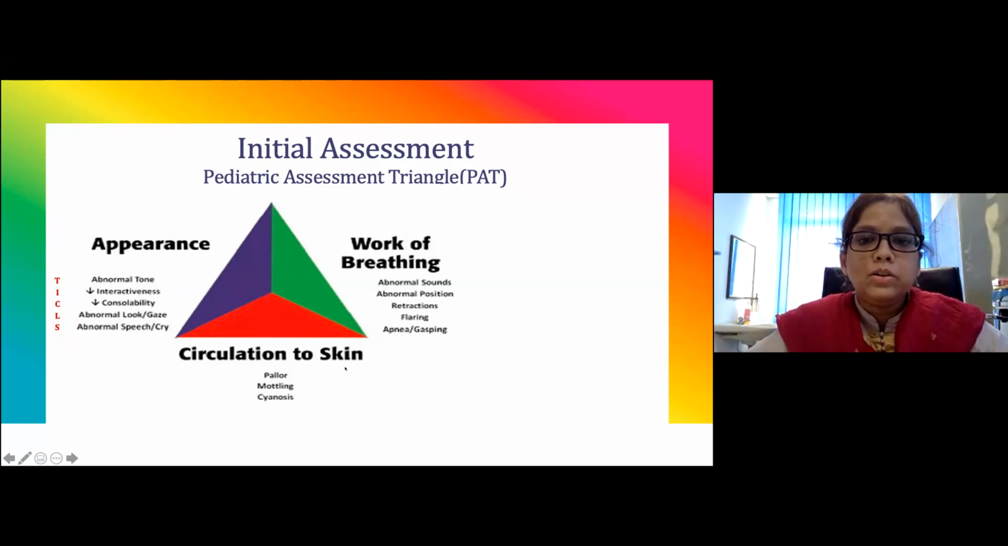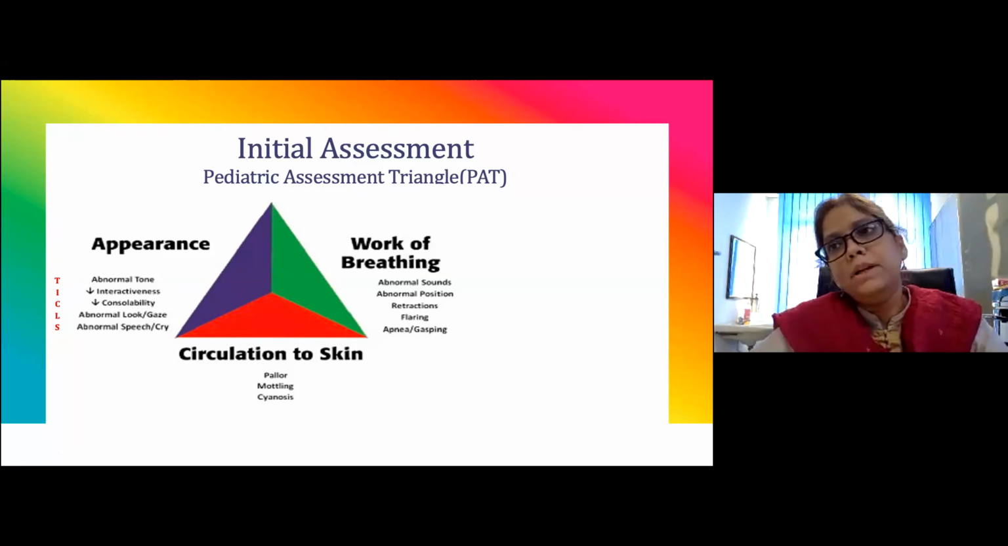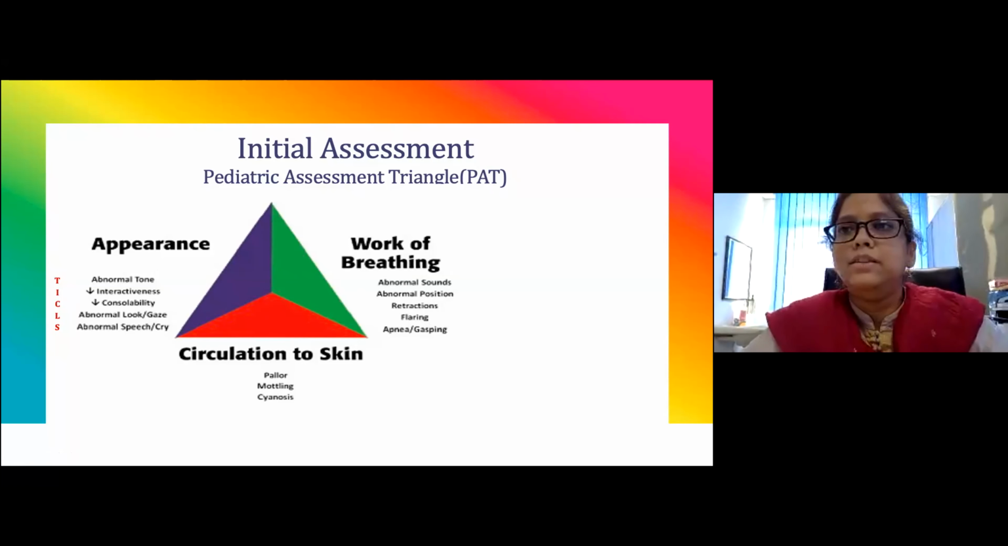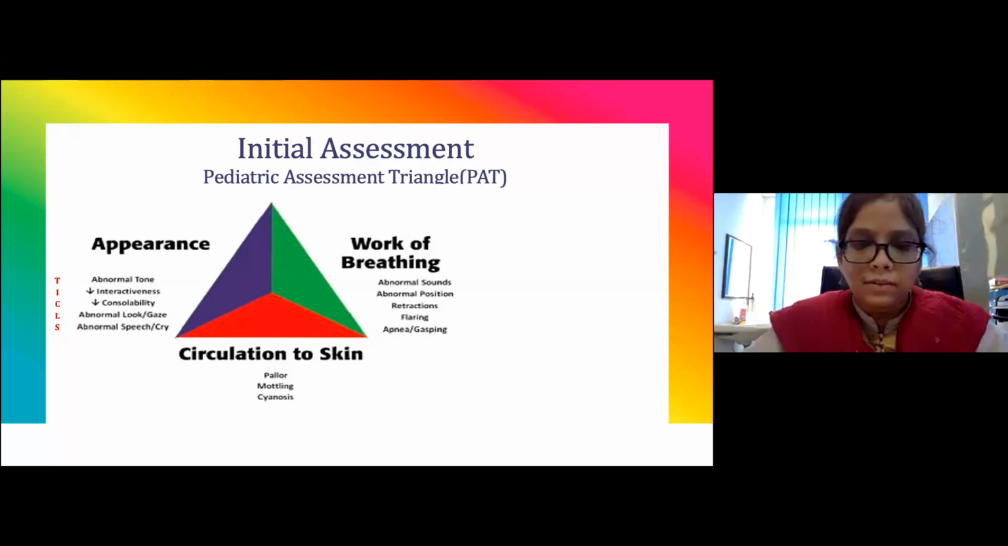Then the circulation to skin, three things you have to see, whether the skin color is pale or it is cyanosed or mottled. That means there is a circulatory dysfunction in this child, and whatever may be the reason. It's not just sepsis. We are not making any diagnosis on this. We are just making what is the physiological status of the child when he has entered your emergency.